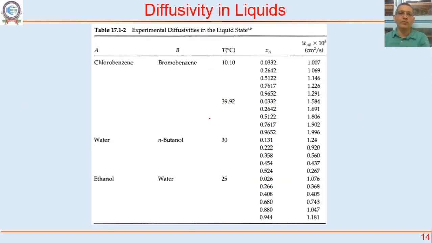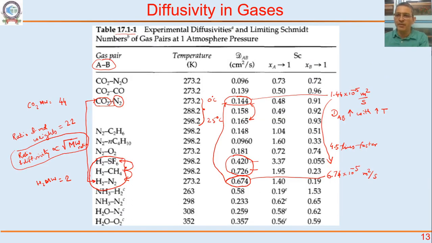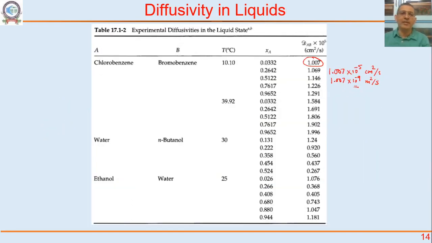Just to talk to you about diffusivity in liquids. So you see the diffusivity values are much smaller. The diffusivity value is, in this particular case, 1.007 into 10 raised to minus 5 centimeter square per second. Right, into 10 raised to minus 5 gives you so many centimeter square per second. If you convert that into SI units, it will be 1.007 into 10 raised to minus 9 meter square per second. You see, obviously the diffusivity of substances in liquids is much lower. It was 10 raised to minus 5 here. It is now 10 raised to minus 9 in liquids.